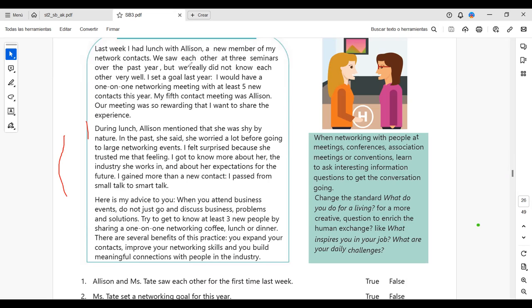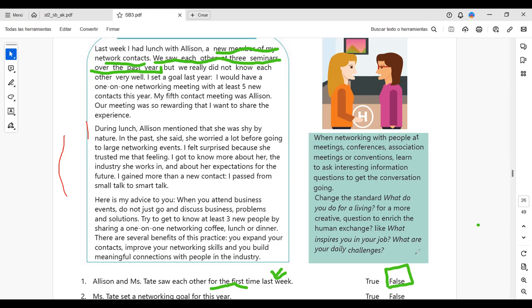Because it is saying here, a new member of my network contacts. ¿Qué dice aquí? We saw each other at three seminars over the past year. ¿Se vieron, dice? In three different seminars. ¿Cuándo se vieron? El año pasado. Over the past year. Pero aquí dice, Allison and Misty saw each other last week, for the first time last week. So is it true or is it false? It is false. Yes.